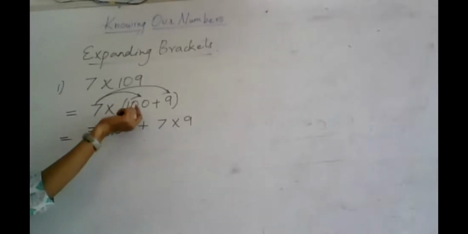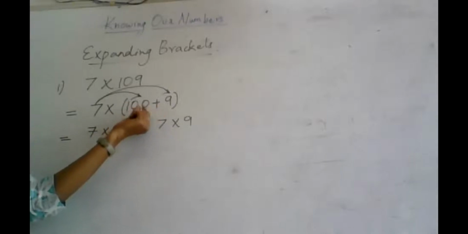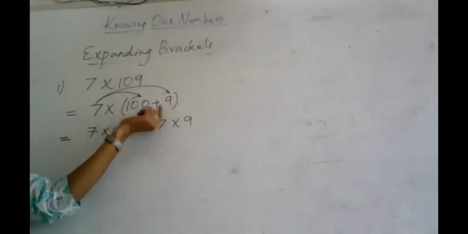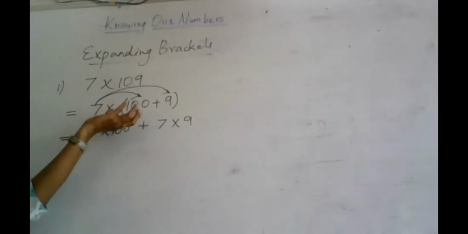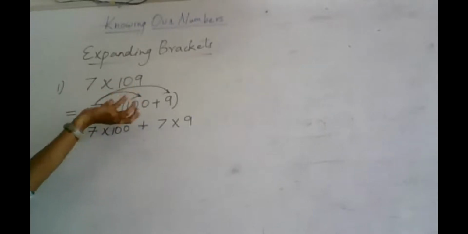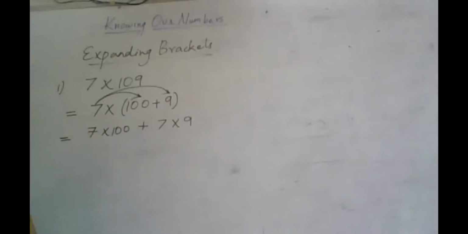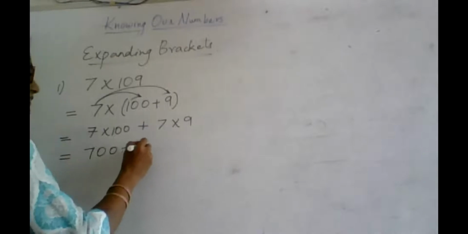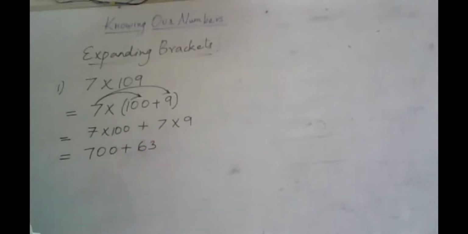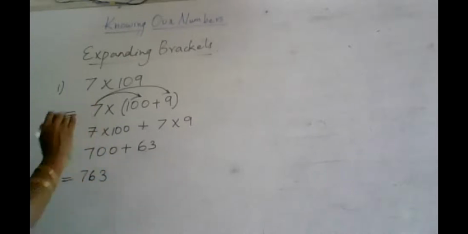So this is what you mean by expanding the bracket. If there is a bracket, we have told you must do the operation inside the bracket first and then multiply. But when a bracket is introduced in a problem, how to expand it is what I am trying to tell you. So this will become 700 plus 9 sevens is 63. So that will make the result 763. So this is how a bracket is expanded.